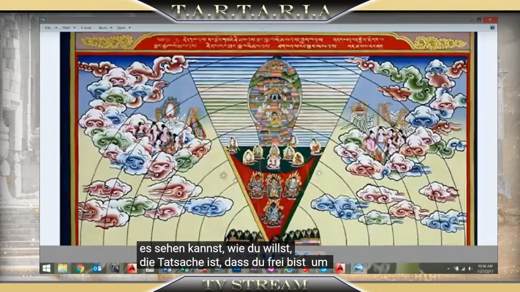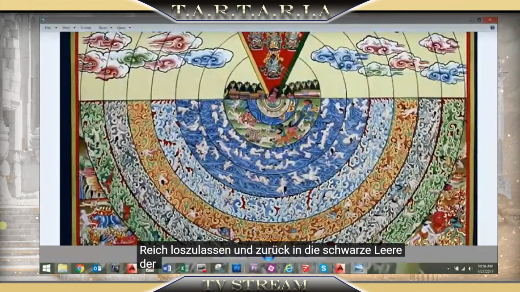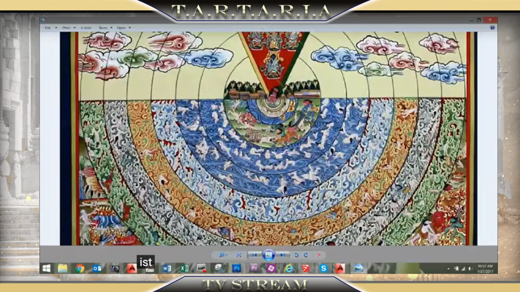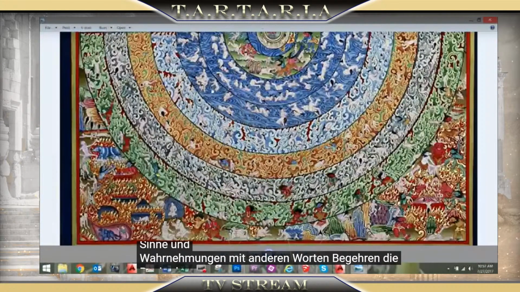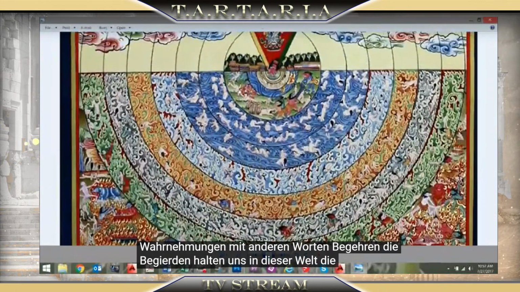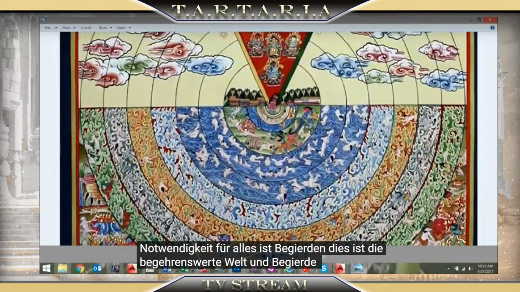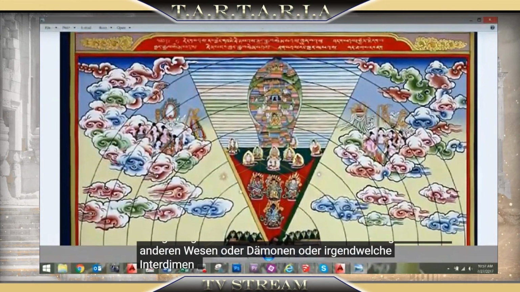The fact is, you're free to move up, but you have to be able to let go of this realm and look back into the black void of emptiness, which is true meditation. You have to stop being tricked or attracted to this realm, which is always thought, movement, philosophy, verbalizing, thinking, objects, all the senses and perceptions. In other words, desire. The desires keep us in this world. The need for anything is the desirable world, and desire will keep you trapped in here. Not any aliens or any other beings or any demons or any interdimensional entities.